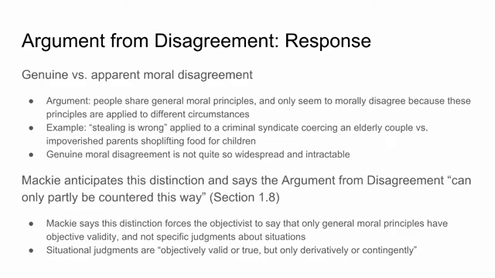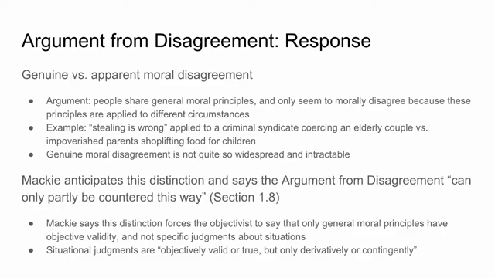And so once we separate out genuine versus apparent moral disagreement, after we've reached a balance between these, and specified our general moral principles more to reflect our intuitions about particular circumstances, it might seem that genuine moral disagreement is not quite so widespread and intractable. It's actually circumstances that are causing apparent moral disagreement. And so Mackie does anticipate this distinction and says that his argument from disagreement can only partly be countered with this line of argument.